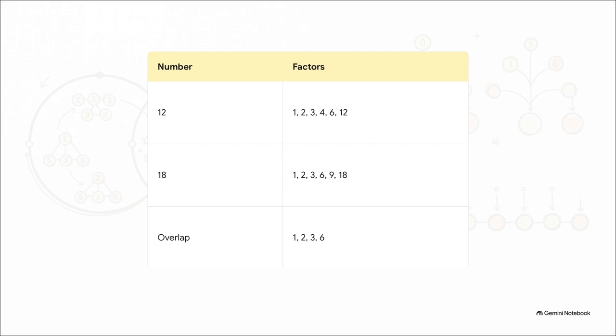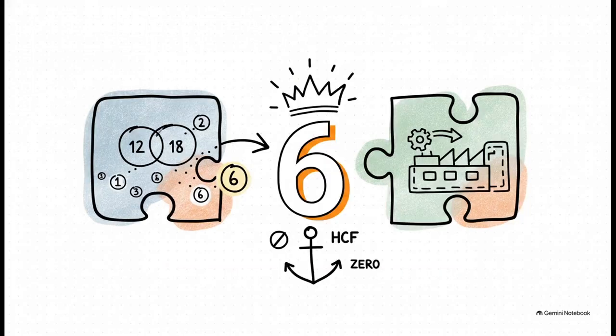And there you go, those are our common factors. But we don't just want any shared factor, right? We want the absolute largest puzzle piece they have in common. And out of 1, 2, 3, and 6, the clear winner is 6. 6 is the highest common factor. It's the largest single number that divides perfectly into both 12 and 18, with absolutely zero remainder.